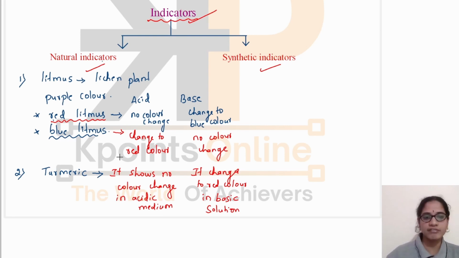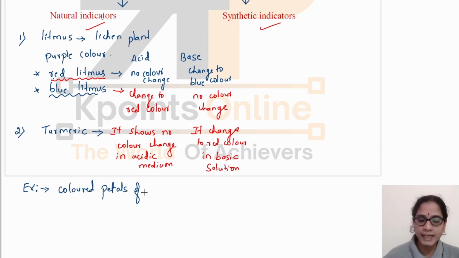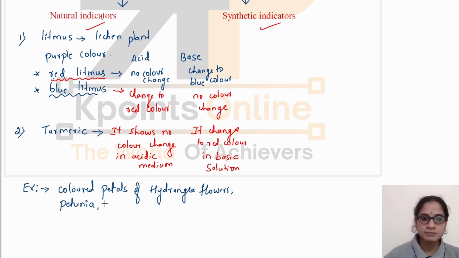Then we have a few more natural indicators, for example, colored petals of the hydrangea plant. Okay, flowers: hydrangea, then petunia and geranium. These are a few more natural indicators. Colored petals of hydrangea, petunia and geranium. This is all about natural indicators. As it is mentioned in your NCERT textbook, you should remember these.